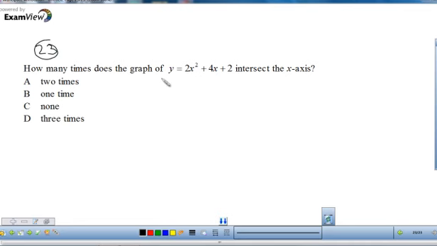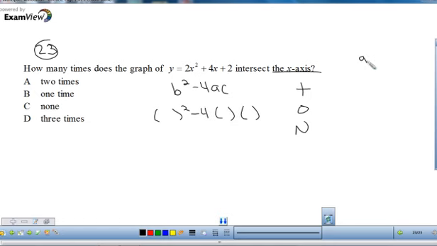How many times does the graph intersect the x-axis? In order to do this, we're going to use our discriminant. So a is 2, b is 4, c is 2. So 4 squared is 16, 4 times 2 is 8, and 8 times 2 is 16. And 16 minus 16 is 0. So how many times? 1 time.